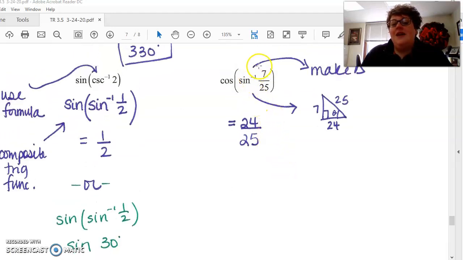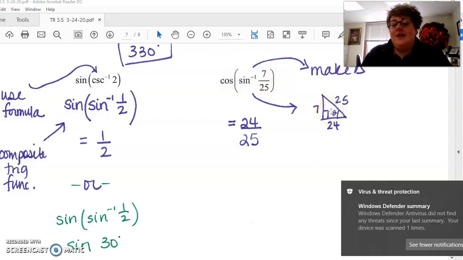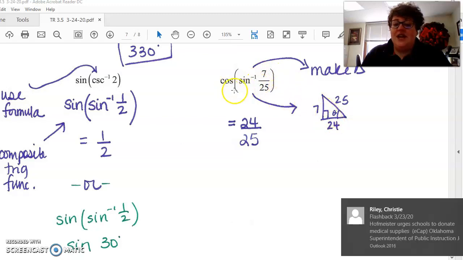Now, if you have something with a fraction in this case, you're going to make a triangle, and we will see another example of that. So making a triangle does the inside portion, and then the cosine of that triangle is 24/25.